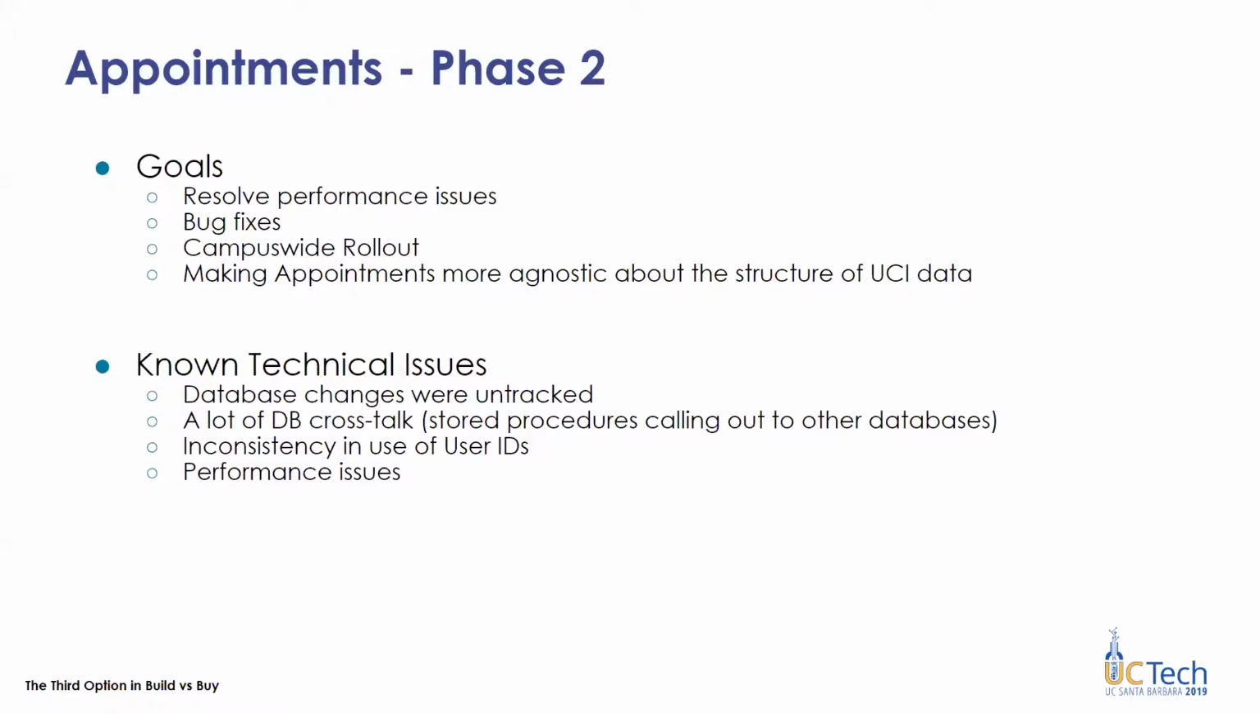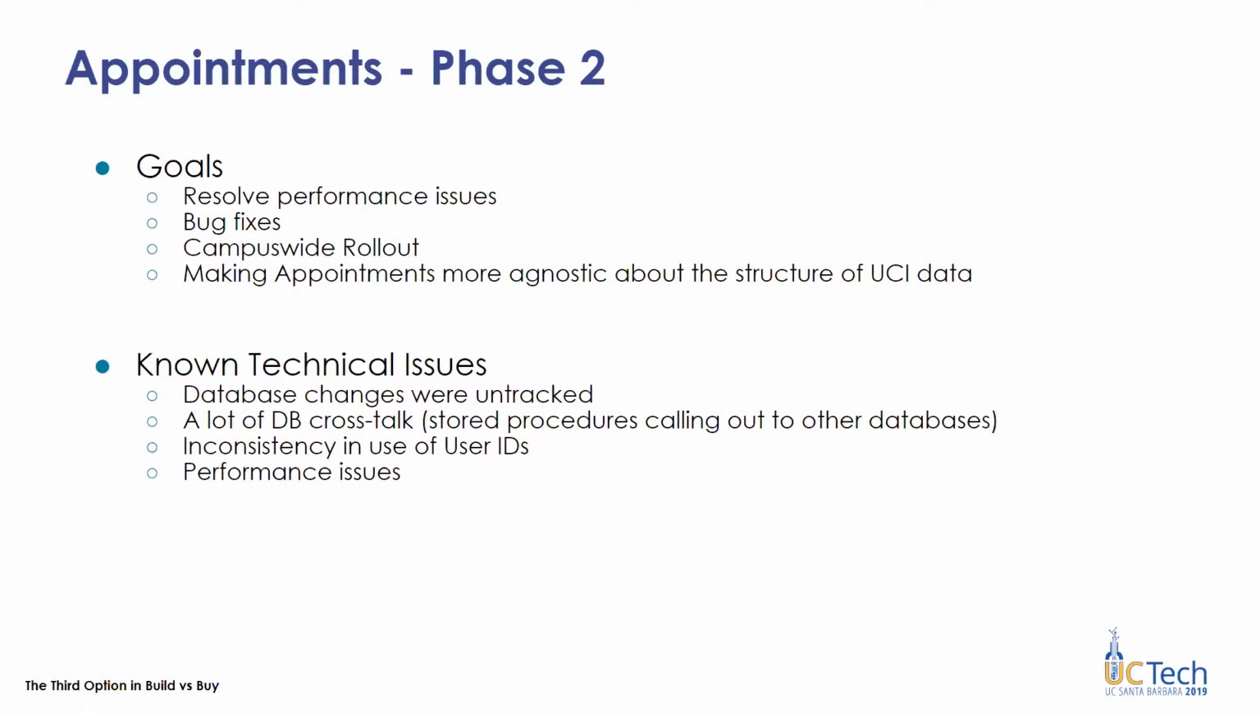So here were our goals for phase 2. There were some significant performance issues. One of the big pages that you need to use the system was loading up all of this data to render it on a calendar, and it was painfully slow for some of our users.